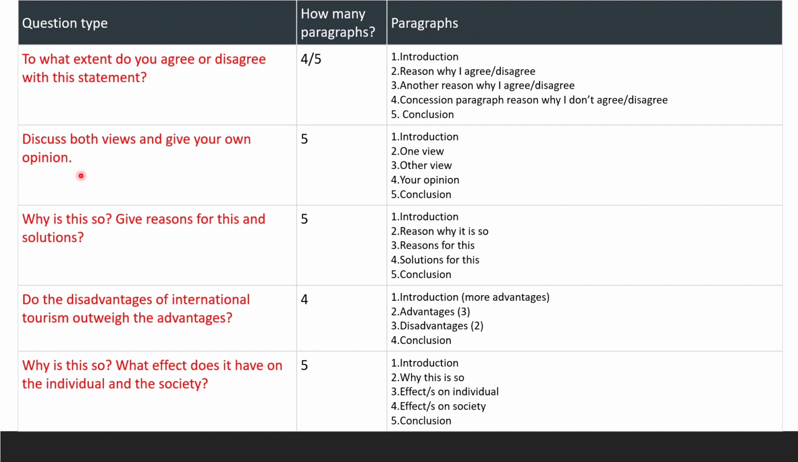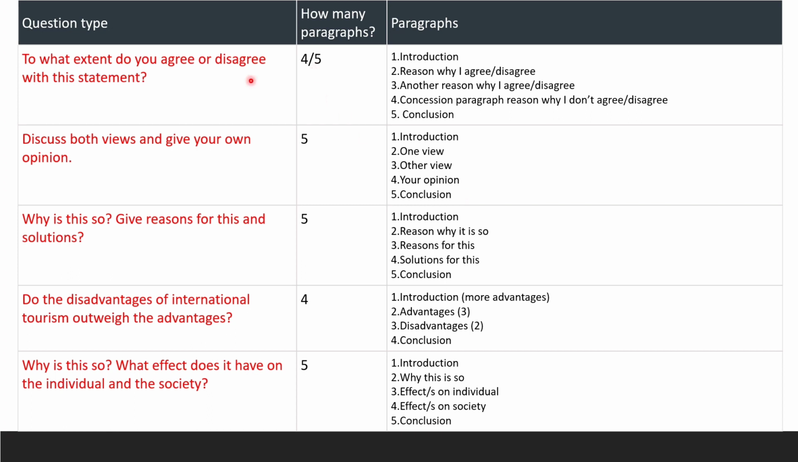Discuss both views and give your own opinion. How many paragraphs are required? 5 paragraphs. Introduction, one view, other view, your opinion, and conclusion.